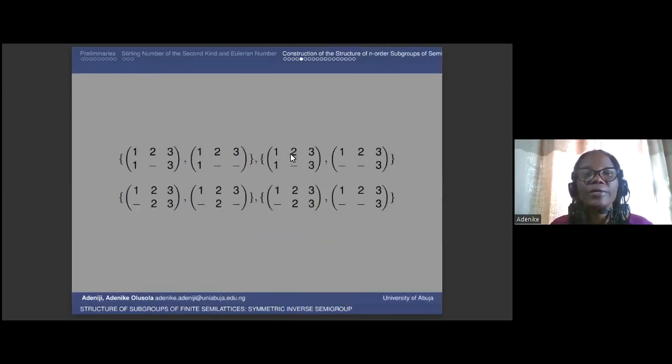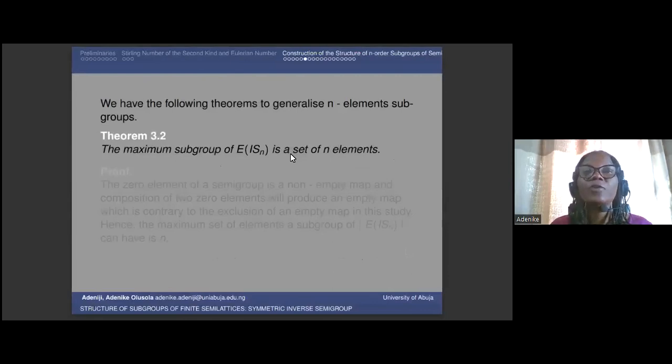So we have the 2-element subgroup, and we have the following theorems to generalize n-element subgroup. First and foremost, the maximum subgroup the semilattice of the symmetric inverse semigroup can have is n. That's the maximum subgroup. So if we're talking about n is 3, that means the maximum subgroup it can have is 3 elements. That's a set of 3 elements.